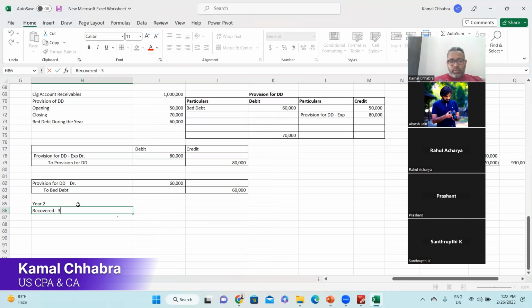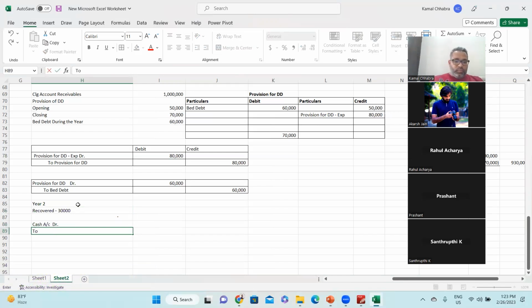Let's assume 30,000 out of these bad debts. So what will be the journal entry you will be making? Cash account debit? Yes or no? Yes, sir. Correct. Cash account debit to recovery of bad debts?